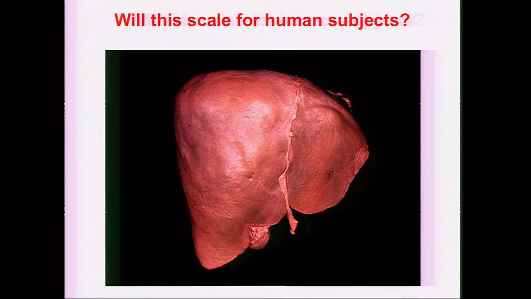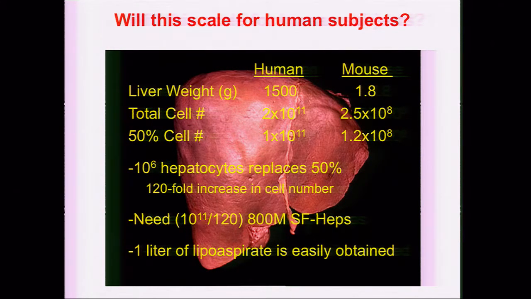So the bigger question is, can we do it? Can we scale it to make this feasible in human? The liver is your largest internal organ. It's pretty massive. And we're going from a 1.8 gram organ in a mouse to a 1,500 gram organ. We've calculated the number of cells we need given the regenerative capacity we've observed, and we need somewhere around 8 times 10 to the 8th cells to do it. And we want to get it from 1 liter of liposuction. Unfortunately, in America, getting 1 liter of lipoaspirate from a person is not a problem.